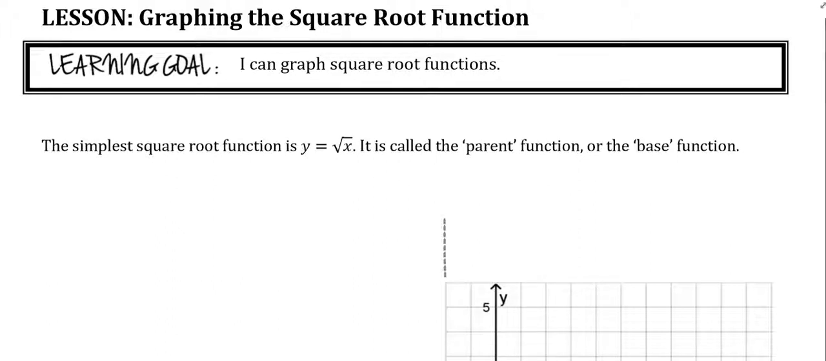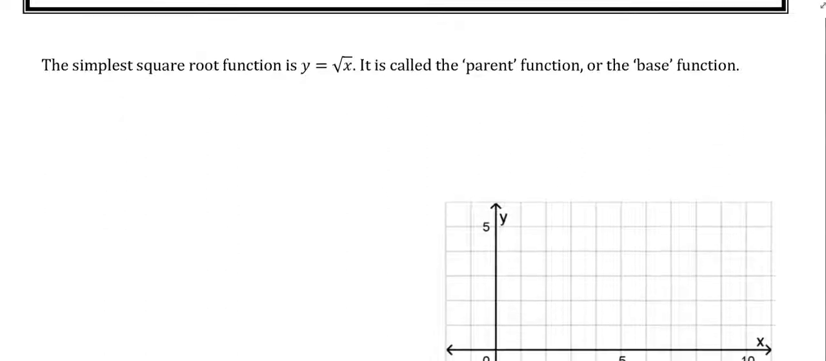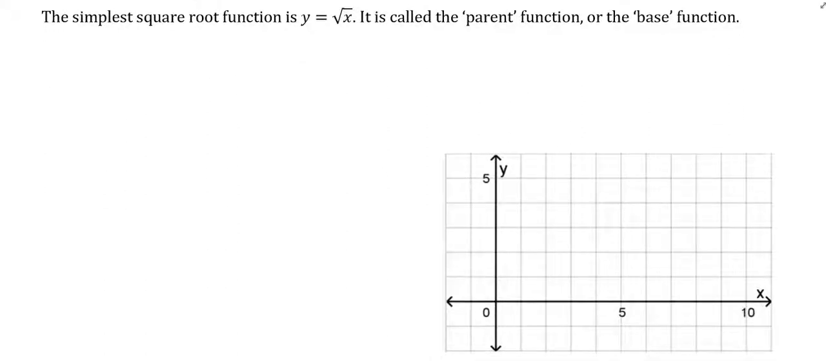What does it mean to take the square root of something? We're going to draw the parent graph first, so let's see what it looks like. But think about what it is. It's y equals the square root of x. X is the input, y is the output. So I get to choose my x's. So let's start with 0.